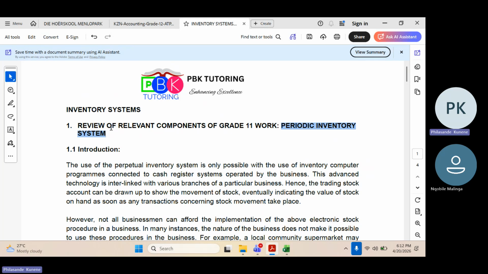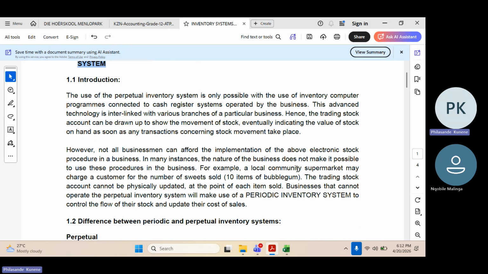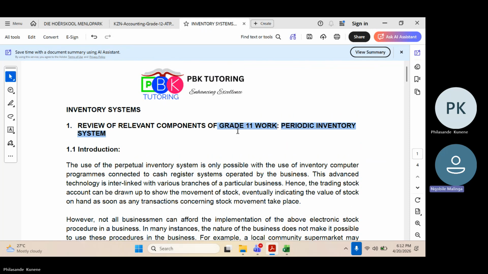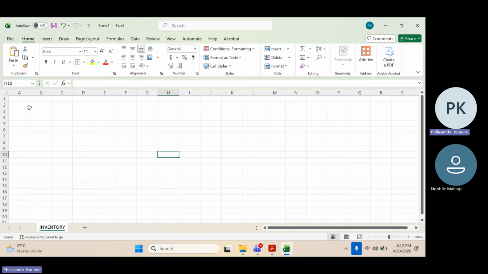We're going to do a review of relevant components of grade 11 work, and then before we move on to the inventory valuation. Have you done inventory valuation at your school? Inventory valuation, with FIFO and stuff. Yes, I'm talking about that. That's what we're doing currently. Oh, you're currently doing it, no? Yeah. Okay, no problem.